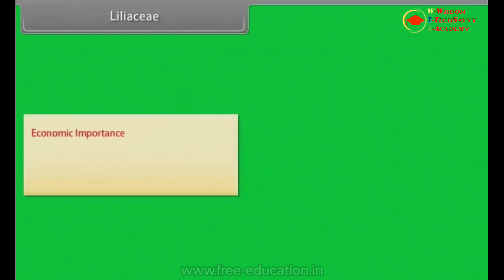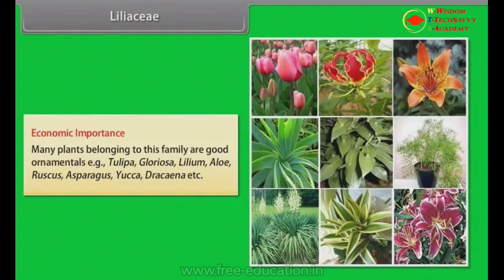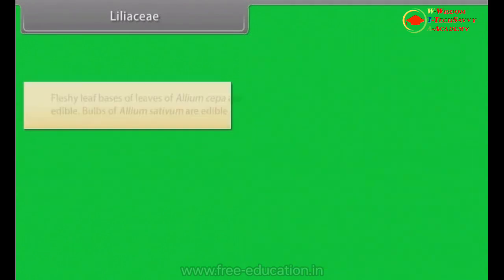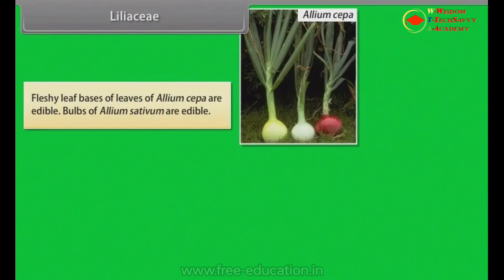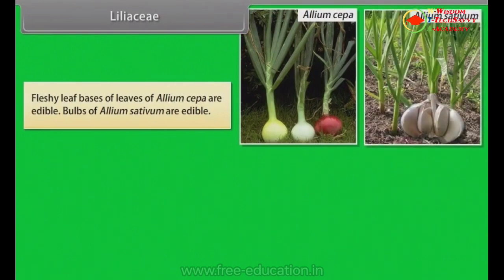Economic importance. Many plants belonging to this family are good ornamentals, for example Tulipa, Gloriosa, Lilium, Aloe, Ruscus, Asparagus, Yucca, Dracaena, etc. Fleshy leaf bases of leaves of Allium cepa are edible. Bulbs of Allium sativum are edible.